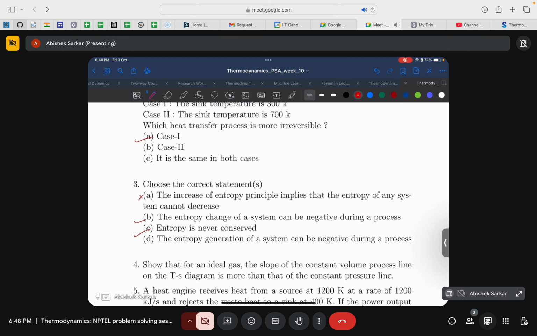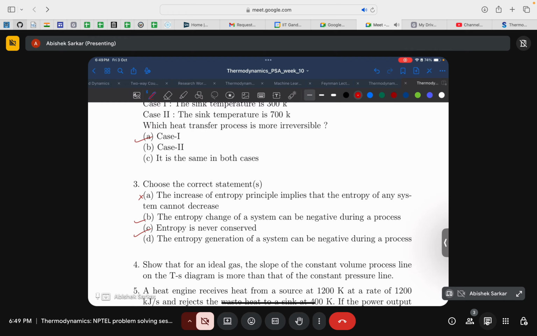But in the case of entropy, we do not see any kind of conservation where the entropy transfer remains constant. We see from the very definition of the second law that the entropy of the universe keeps on increasing, and since there is no way to provide any conservation to this thermodynamic property, entropy is never conserved. Okay, and finally, the entropy generation of a system can be negative during a process.